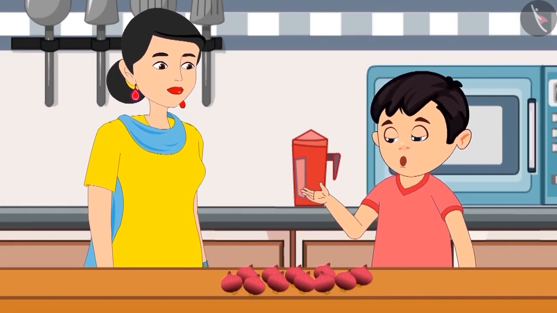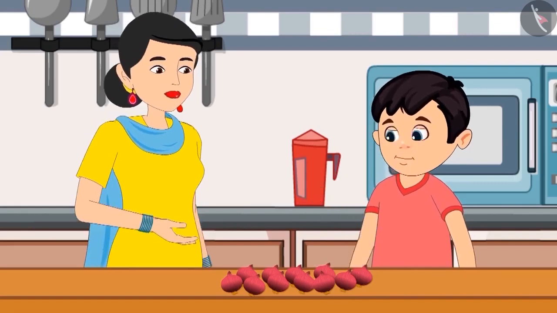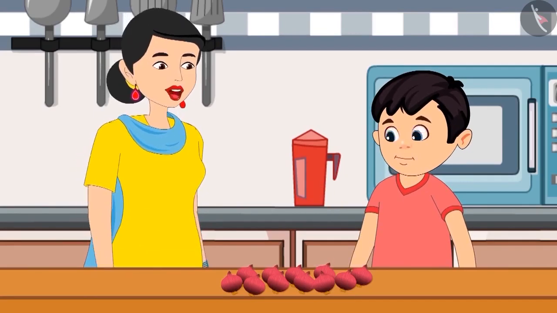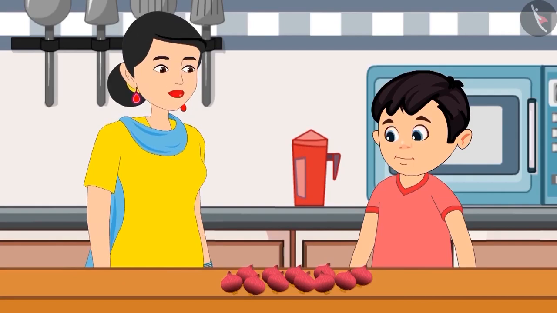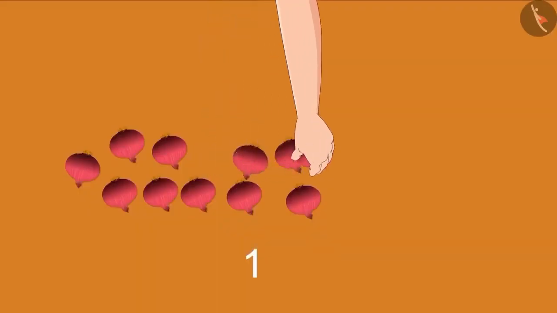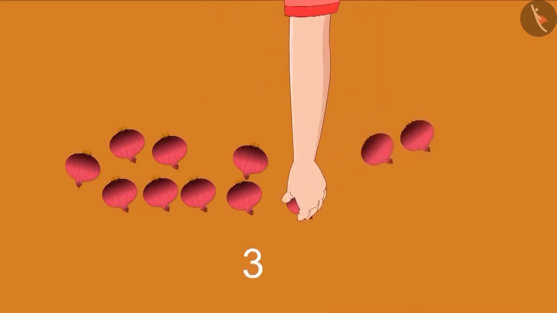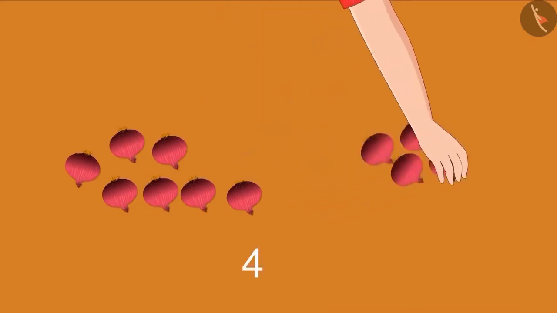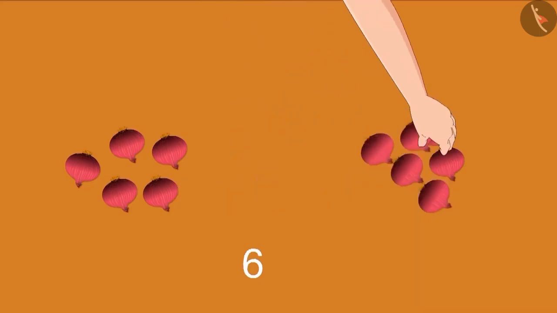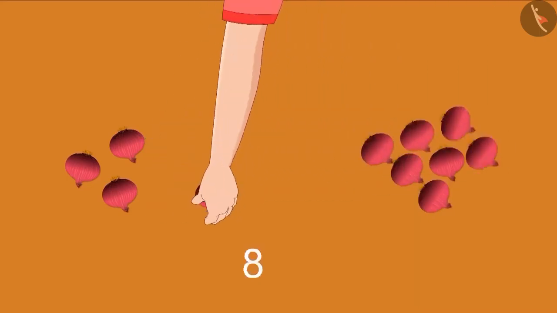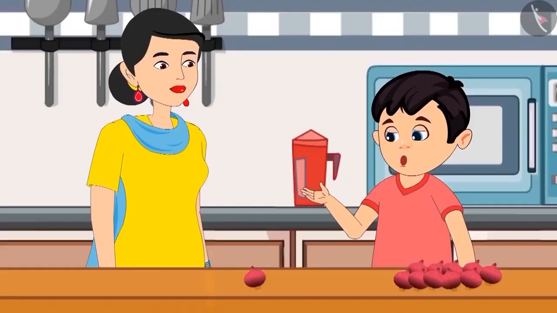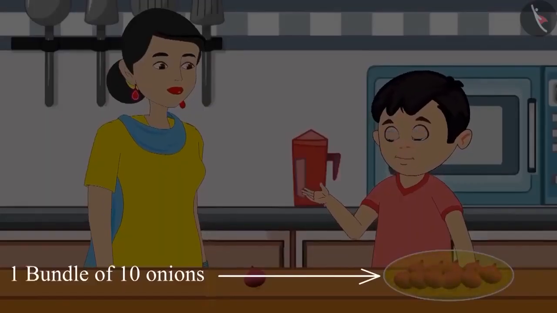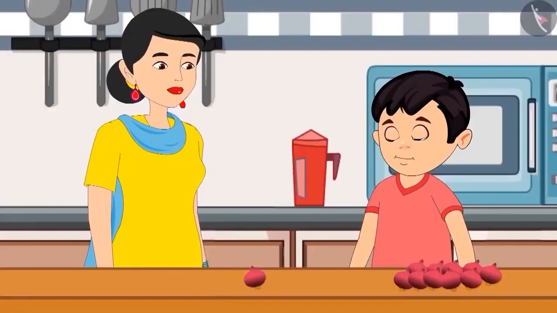Yes, Mummy, I will tell you now. Wait, count the number of onions by making a bundle of 10 each. For this, first make 1 bundle of 10 onions. Okay, Mummy. 1, 2, 3, 4, 5, 6, 7, 8, 9, and 10. Take this, Mother. This is a bundle of 10 onions.